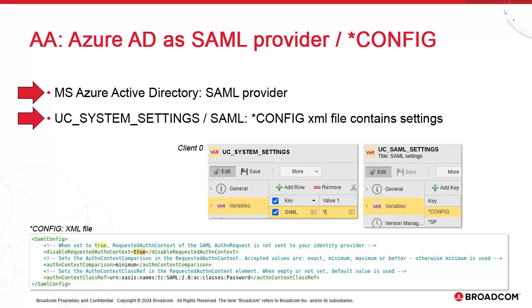The information relating to the Azure AD would be stored in *sp, but the *config value is particularly important. You should set the disable requested authorization context to true, since requested authorization context should not be included in the authorization request per Microsoft's requirements. It simply won't work.